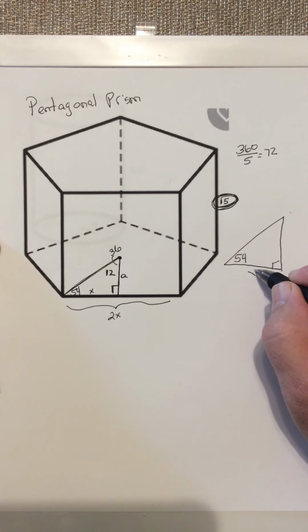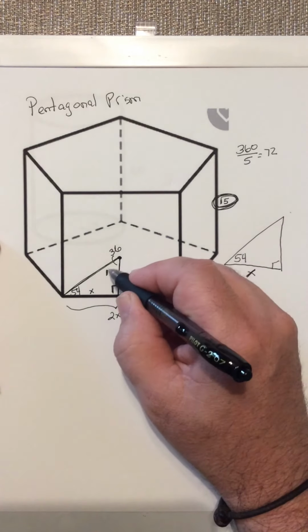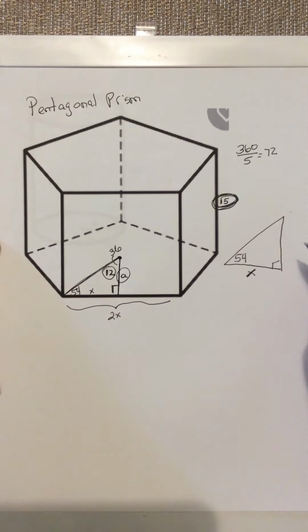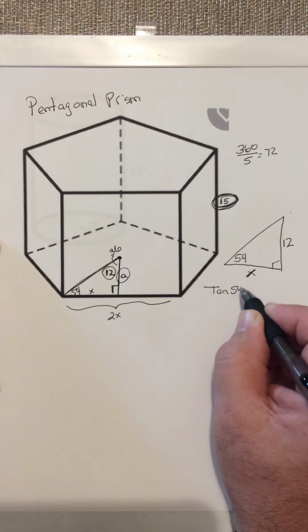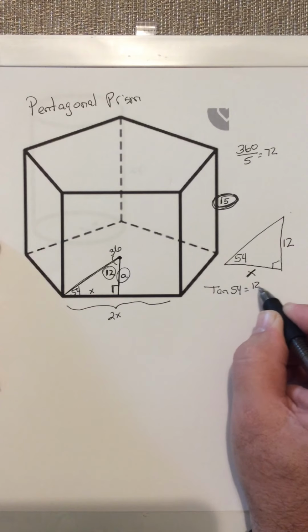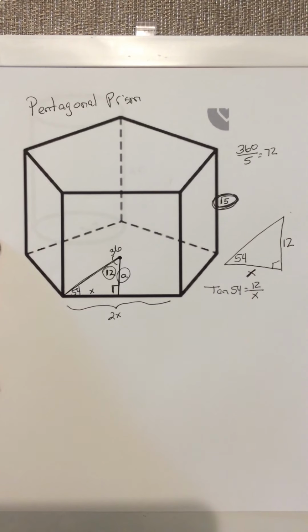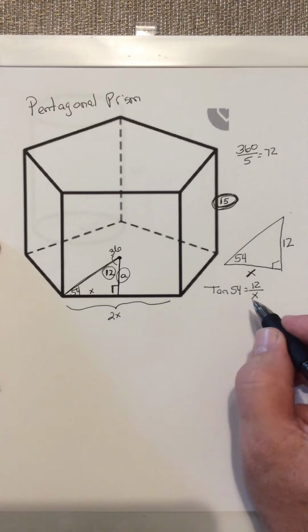This side we're calling x. The apothem I already knew was 12. So I'm going to say the tangent of 54 is 12 over x. So I got to take 12 and divide it by the tangent of 54. And I get 8.72.